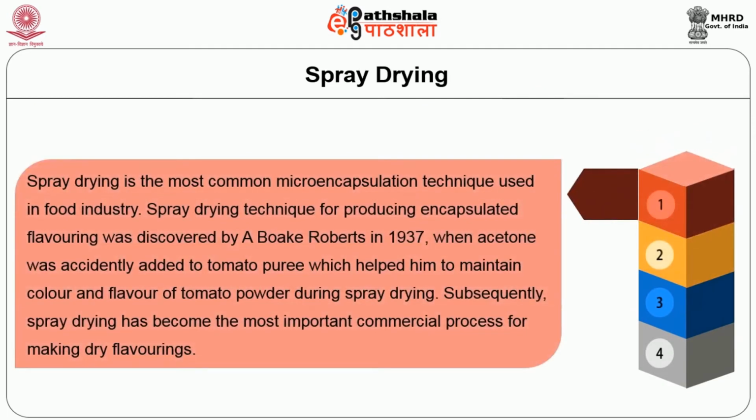1. Spray drying. This is the most common micro-encapsulation technique used in the food industry. The spray drying technique for producing encapsulated flavoring was discovered by A. Boak Roberts in 1937 when acetone was accidentally added to tomato puree, which helped him to maintain the color and flavor of tomato powder during spray drying. Subsequently, spray drying has become the most important commercial process for making dry flavorings.